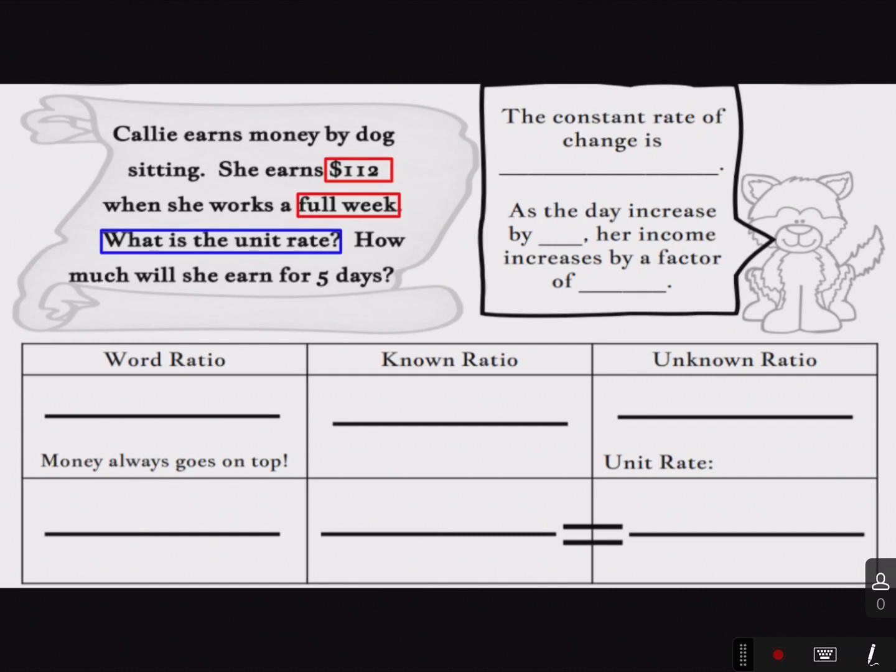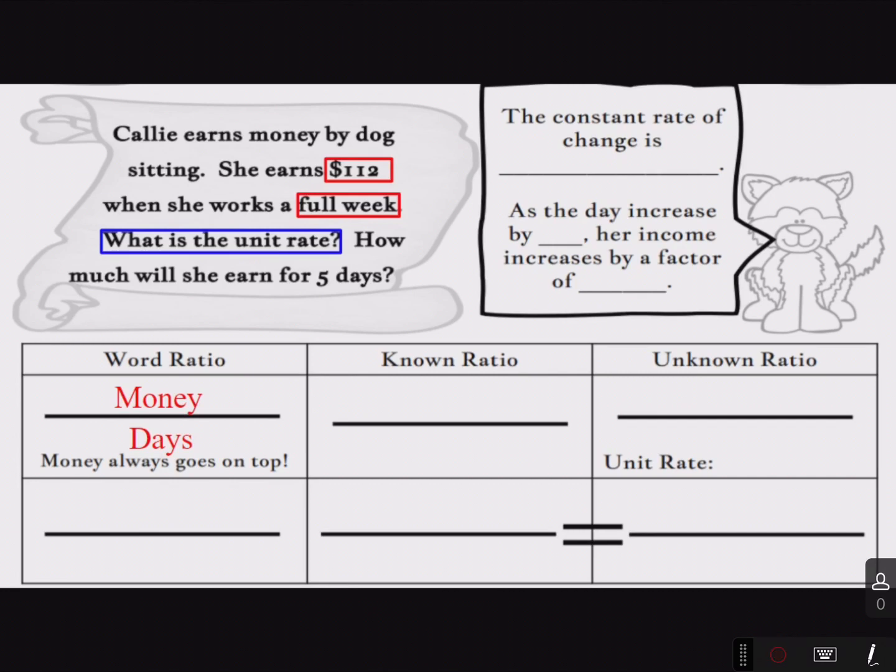So the first thing we're going to do is write our word ratio, which is where we have the topic on top and the topic on bottom. There's a little note here that says money always goes on top. So since we are talking about money, money is going to be on top. And then the bottom is going to be broken down to days. So a unit rate is finding how much it's going to cost each day, or how much she earns each day.